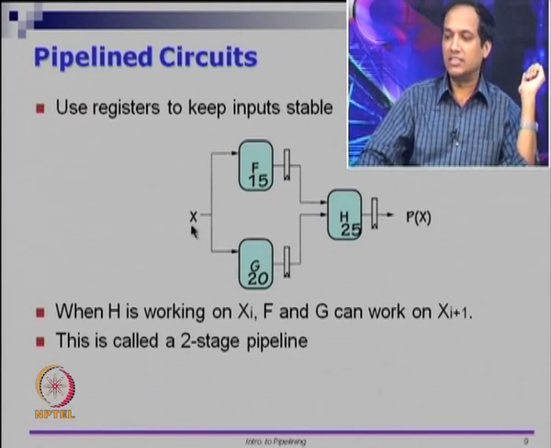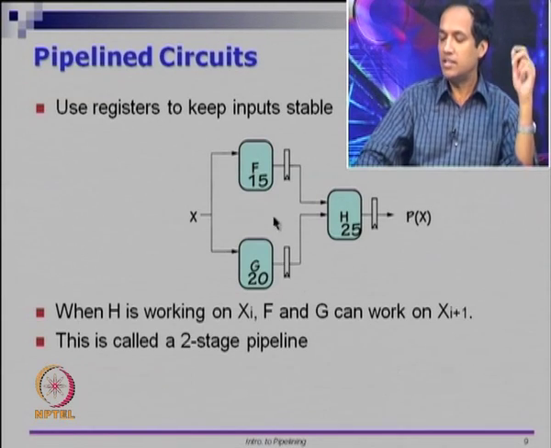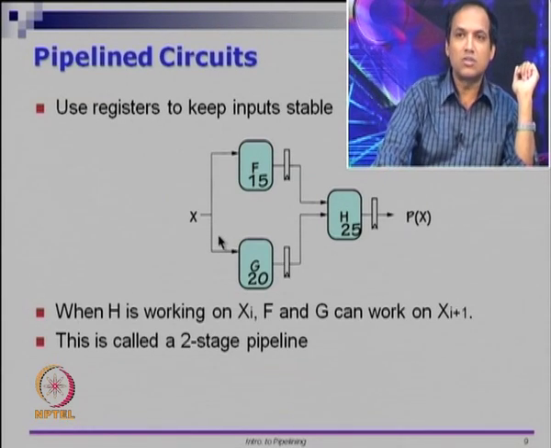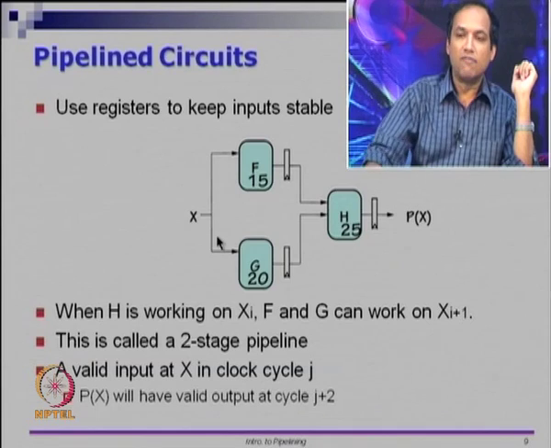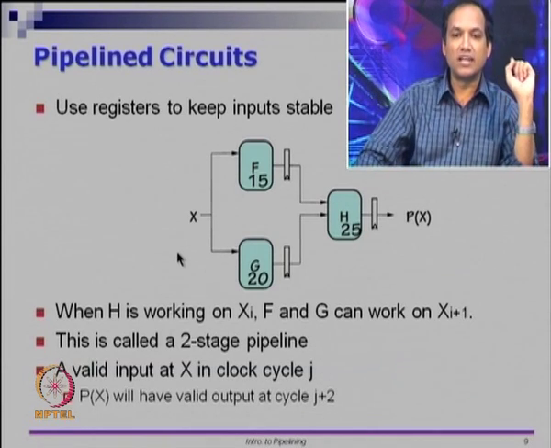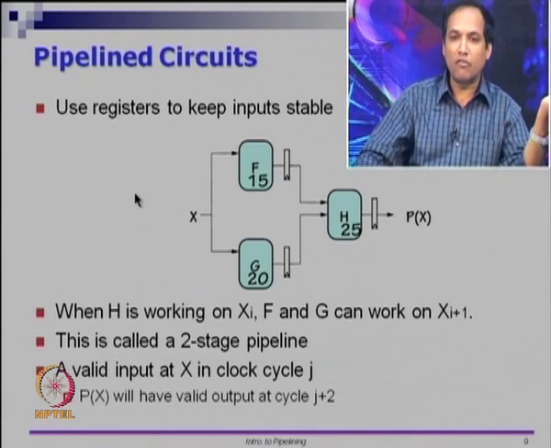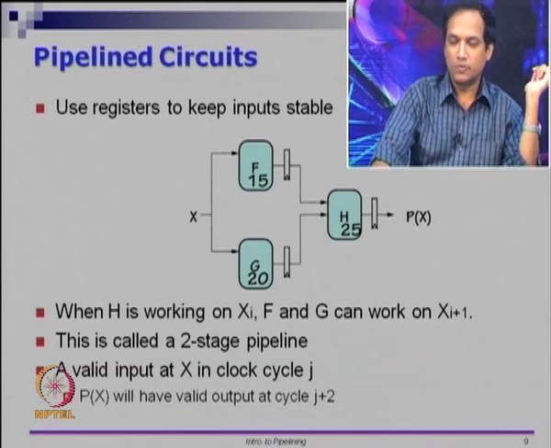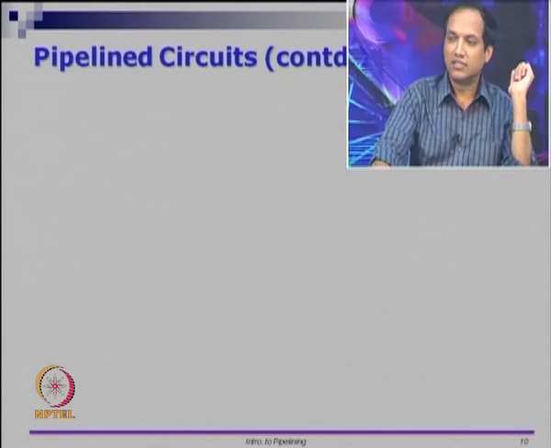So it is 2 stages. If I come from here, it takes one flip flop stage and another flip flop stage. This also requires 2 flip flop stages. So this is called a 2-stage pipeline. A valid input at X in clock cycle J will get P of X in cycle J plus 2. I already mentioned that.